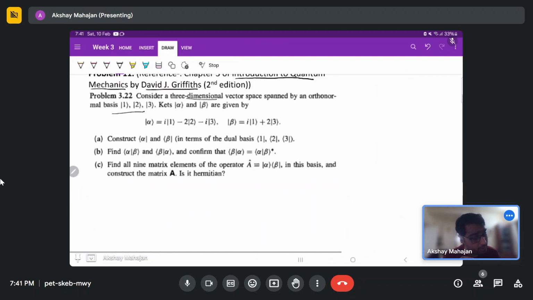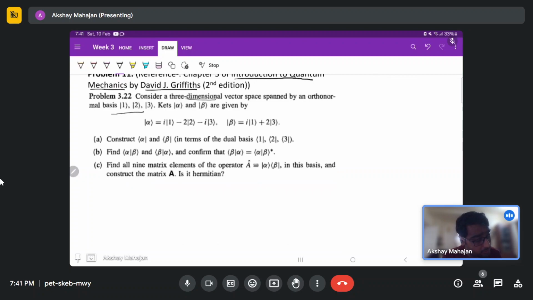So what is given to us? We have alpha and beta wave functions given like this. The first problem is we need to find the bra of alpha and bra of beta in terms of bra 1, bra 2, bra 3, which will be in the dual basis. Because 1, 2, 3 form your real basis, then bra 1, bra 2, bra 3 will form your dual basis.